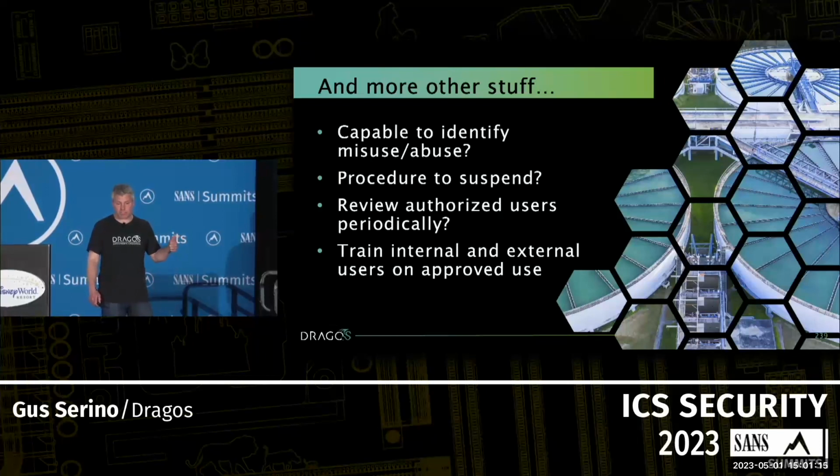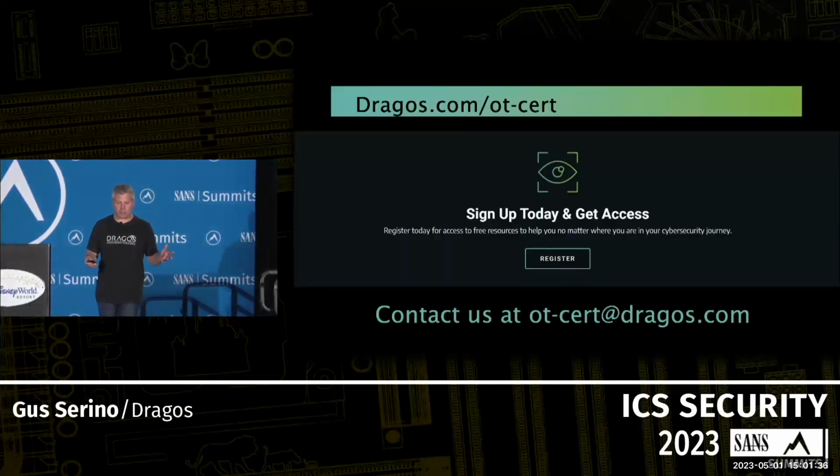Do you have the capability to detect if somebody's abusing your remote access? Sit down and think about what detection capabilities you have, and do you have a procedure to suspend that remote access that people know? Are you training your staff on what those procedures are? Are you reviewing who's authorized to get remote access into your environment on a regular basis? These are just some things that I've come across. I wanted to put them out there for you guys.